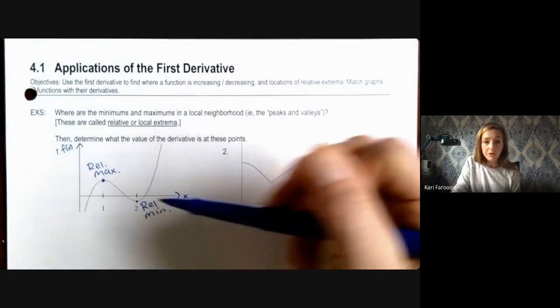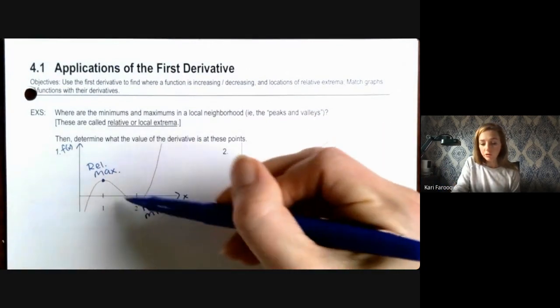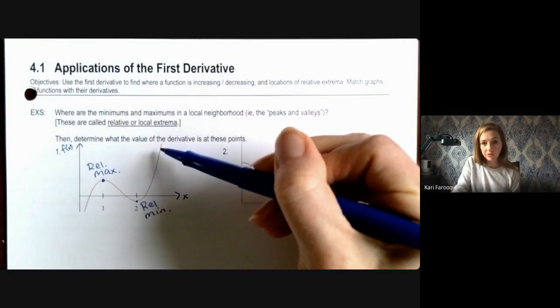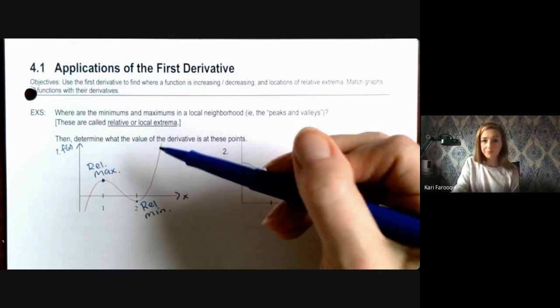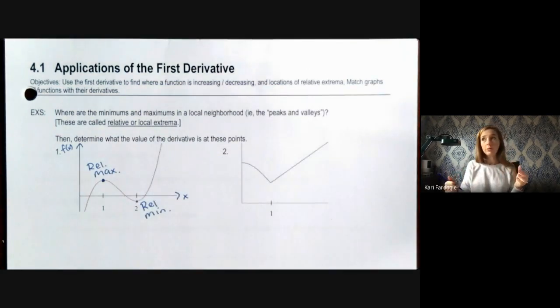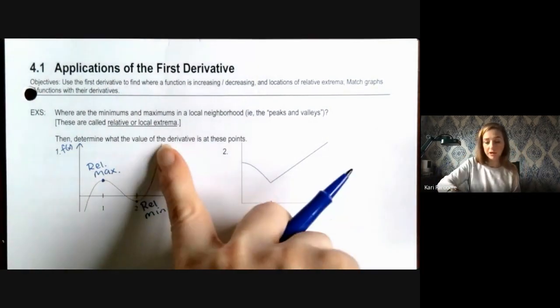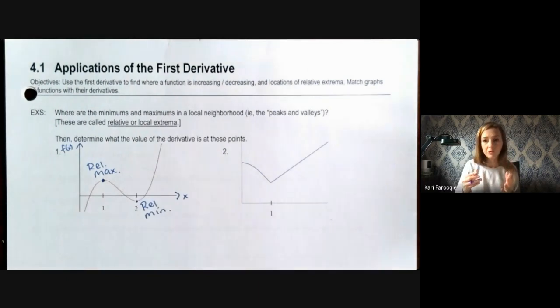Now, you might be wondering, what if we looked to the right of 2 and this graph keeps going up? Wouldn't I say that this is a relative max? No. The idea is you have to be able to find values on both sides of this point in order to say it's a maximum. So in order to say you're at the top of a hill, you need to know that there's something on the other side of the hill that's going back down.